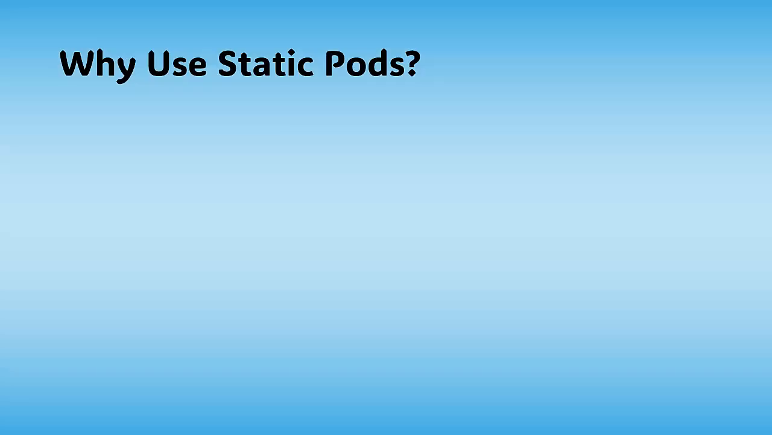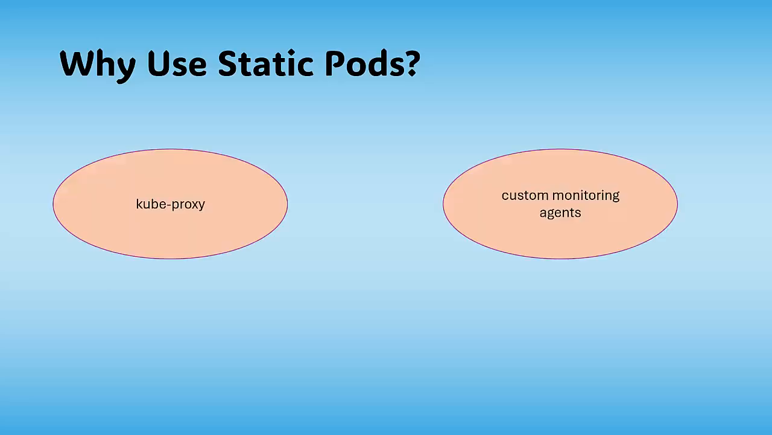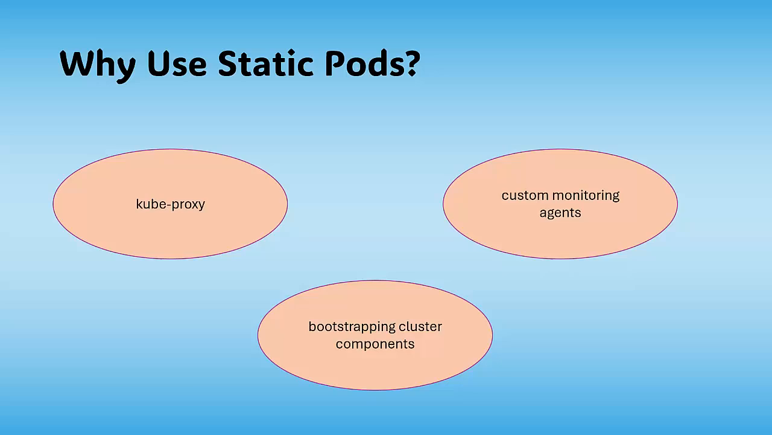So why would you ever use static pods? They're perfect for running critical system components that must always be present on a node, like kube-proxy, custom monitoring agents, and bootstrapping cluster components before your control plane is fully functional.